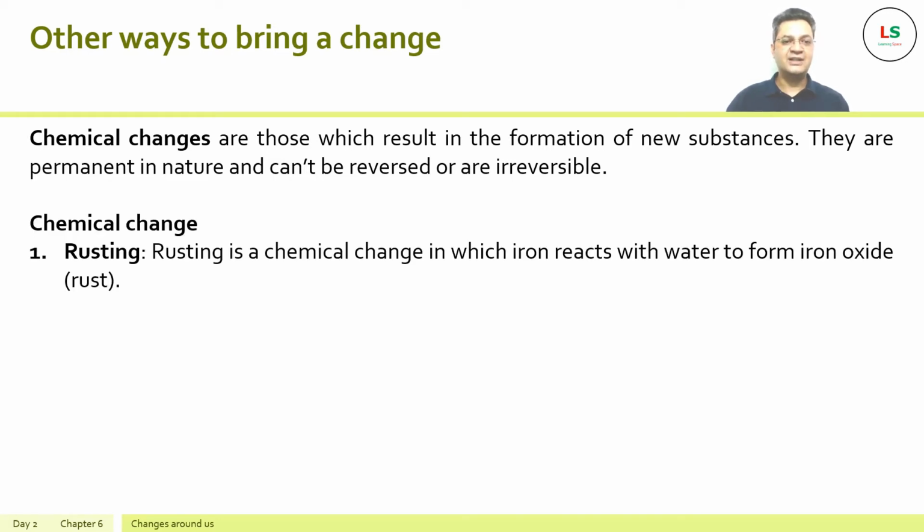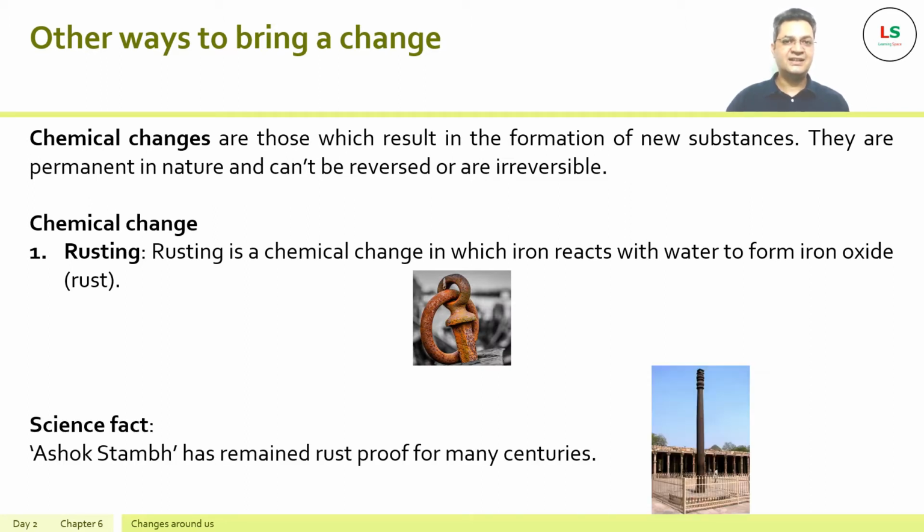Here we have the first one, rusting. Rusting is a chemical change in which iron reacts with water to form iron oxide or rust. Here we have an iron object which is undergoing rusting. Now a science fact. Ashok's thumb has remained rust-proof for many centuries. It was constructed by Chandragupta II and now stands in Qutub complex at Mehrauli in Delhi.